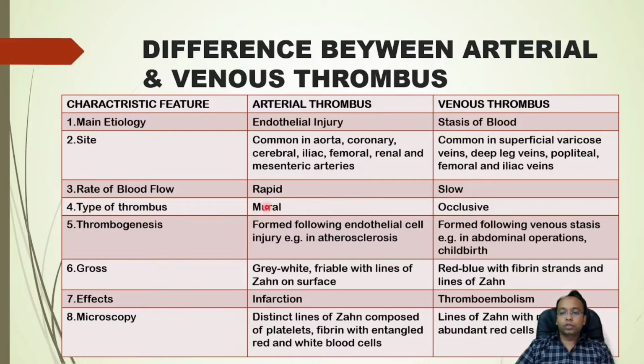Arterial thrombus is mural. Mural means it is adhered to the wall of the artery, right? It will attach to the wall, mural thrombus. While the venous thrombus is totally occlusive, it will occlude the affected vessel.